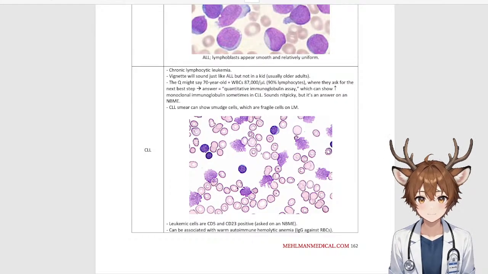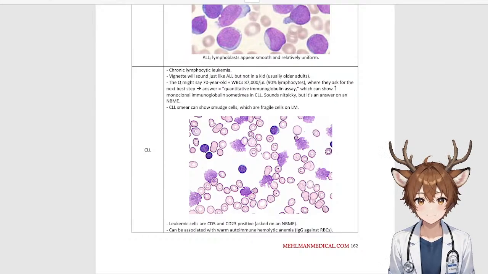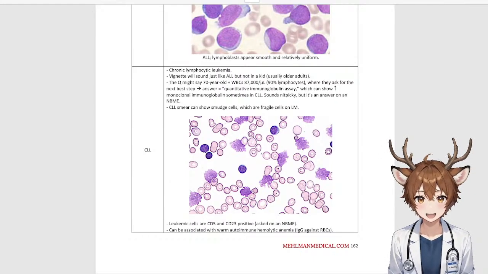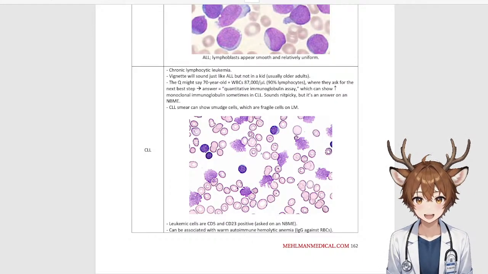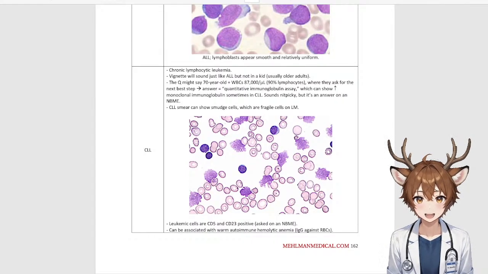CLL smear can show smudge cells, which are fragile cells on LM. Leukemic cells are CD5 and CD23 positive, and, as on NBME, can be associated with warm autoimmune hemolytic anemia, IgG, and RBCs.